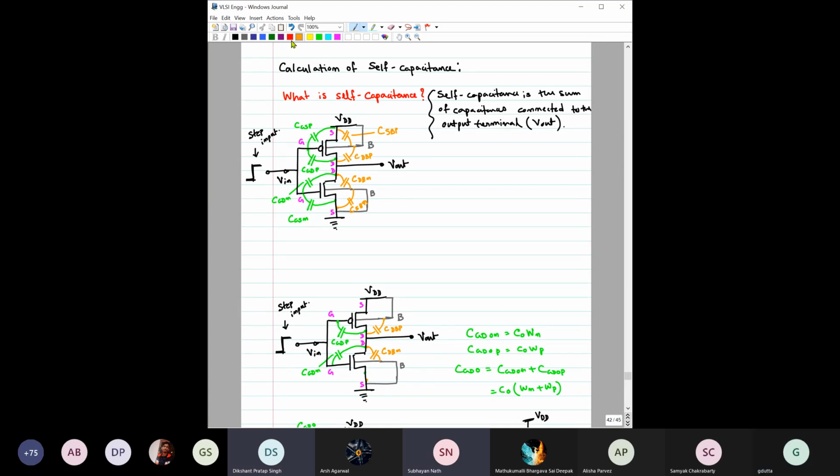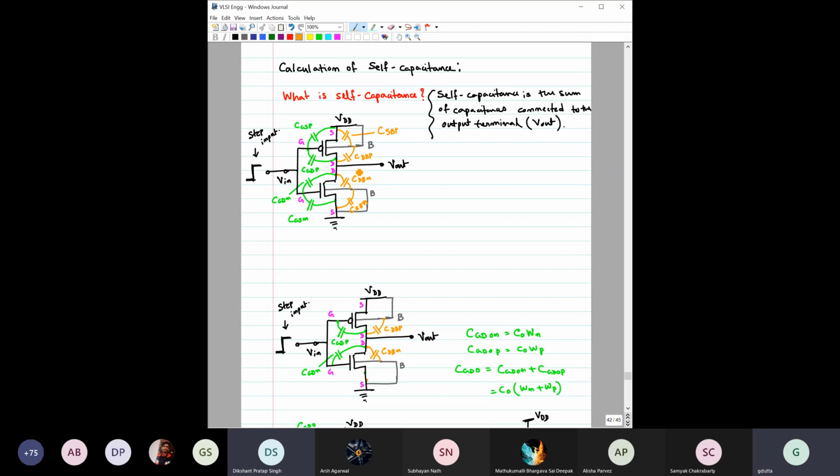CSDP plus CDBP plus CDB. Shubhayan, your voice is not very clear, could you please repeat? Well, sir, I think CDBP and CSDP are in series. Okay, they are in series. On the other side, CDBN and CSBN are in series, and these two series combinations are in parallel. Okay, these two are in parallel.